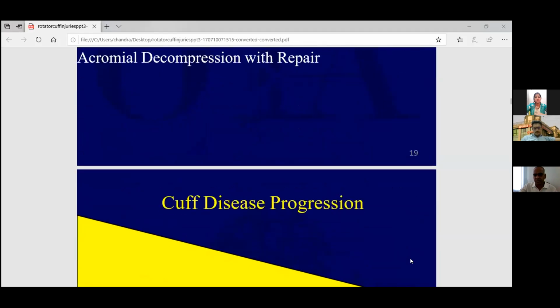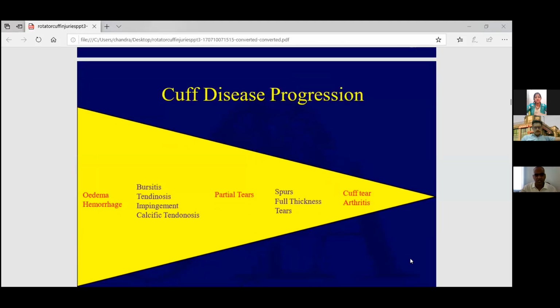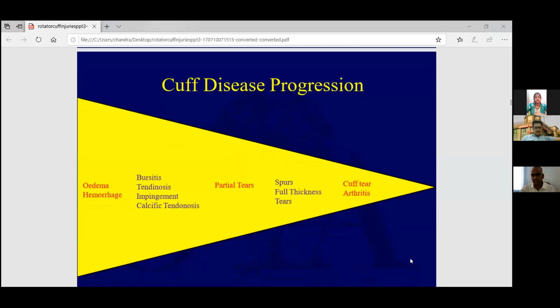Then just see the disease progression curve in all types of shoulder injuries and rotator cuff injury. First, in all conditions initially only hemorrhage and edema are there. Then after some time it will develop bursitis, tendonitis, impingement, and calcification. After that a partial tear, then it will convert into a full tear.